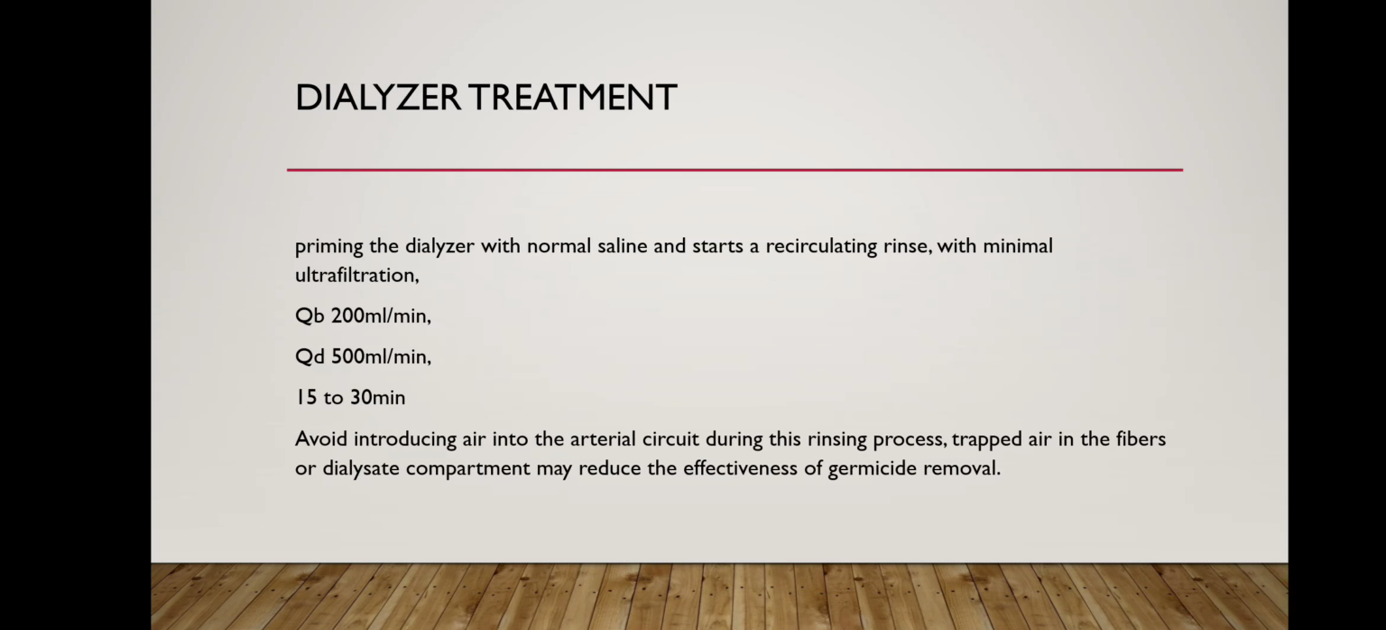Next, dialyzer treatment. First, prime the dialyzer with normal saline and start recirculating rinse with minimal ultrafiltration. QB is 200 ml per minute, QD 500 ml per minute, for 30 minutes. Then avoid introducing air into the arterial circuit during the rinsing process. Trapped air in the fibers or dialysate compartment may reduce the effectiveness of germicide removal.